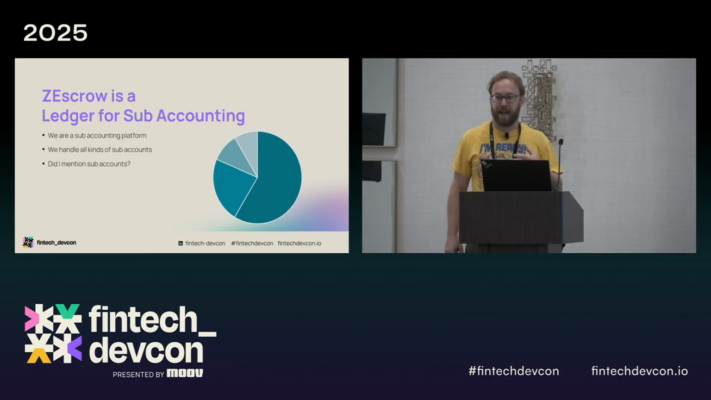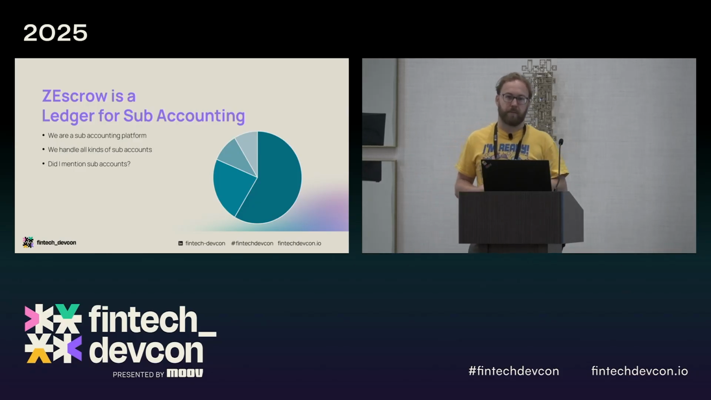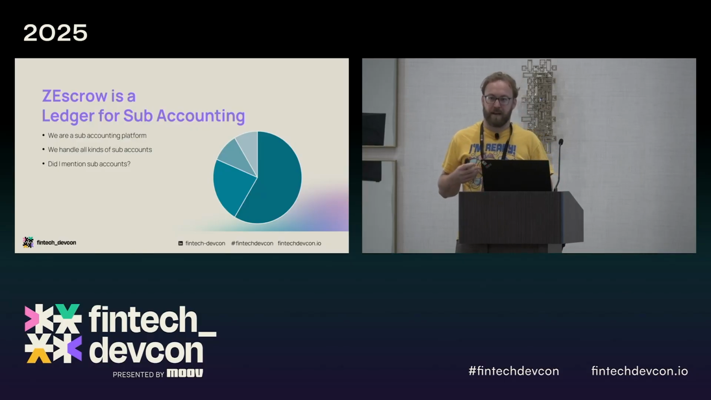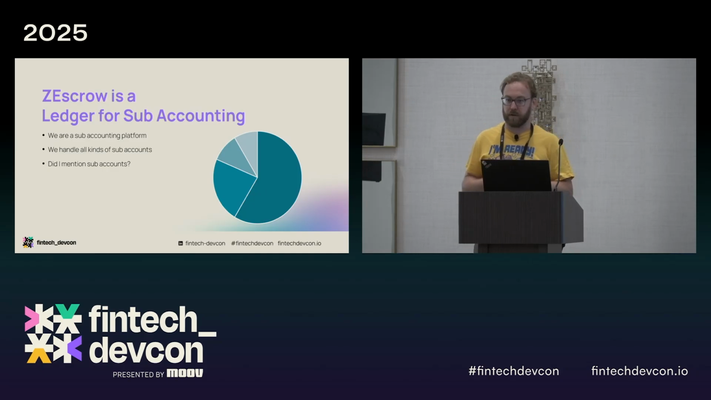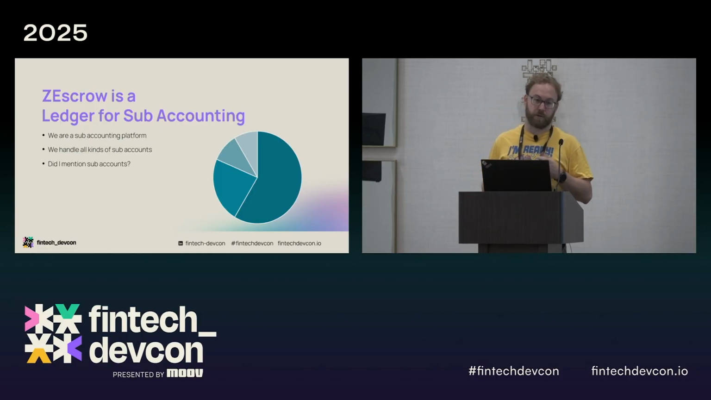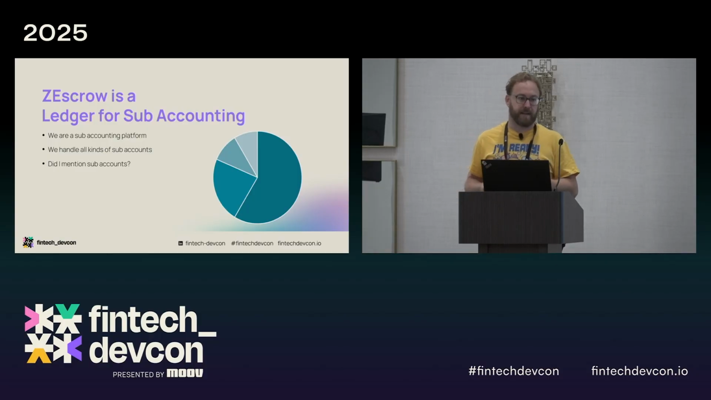ZSGrow, that's our main platform. It is a sub-accounting ledger. If you haven't dealt with sub-accounting, the classic example that we talk to our banks about are landlords. So a landlord has 100,000 units. They need to keep track of the security deposit for each of those units over the course of a year. They need to know how much money is paid in interest over that year or years. They need to be able to know what fees they can assess against it, and it varies from state to state.